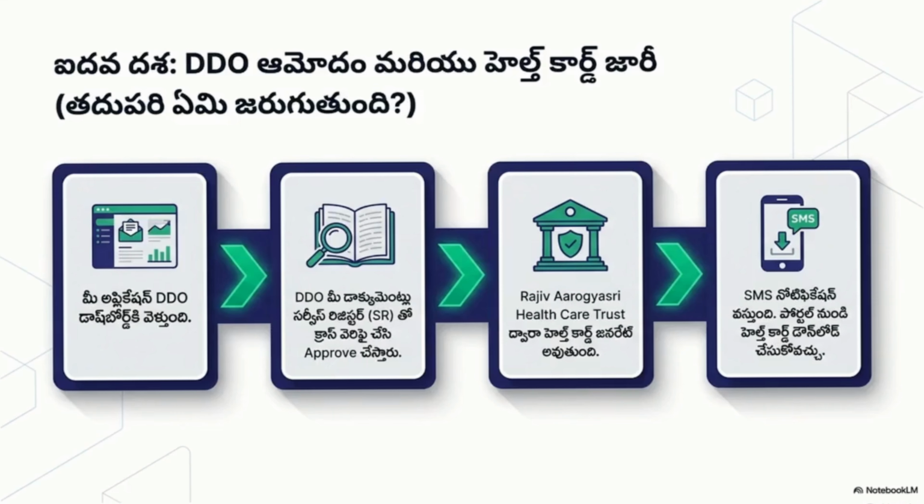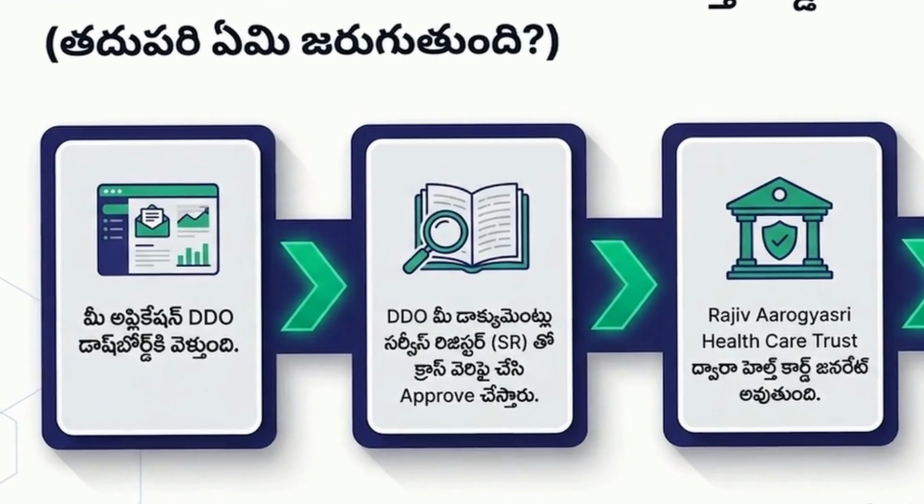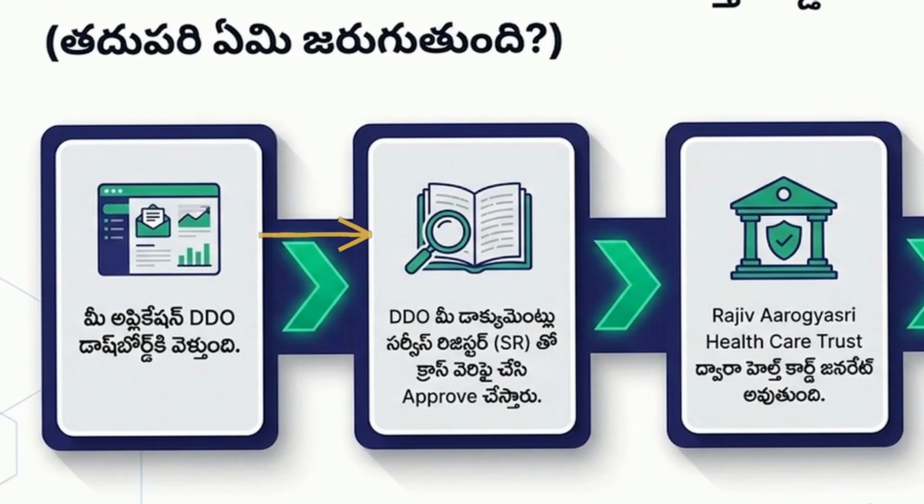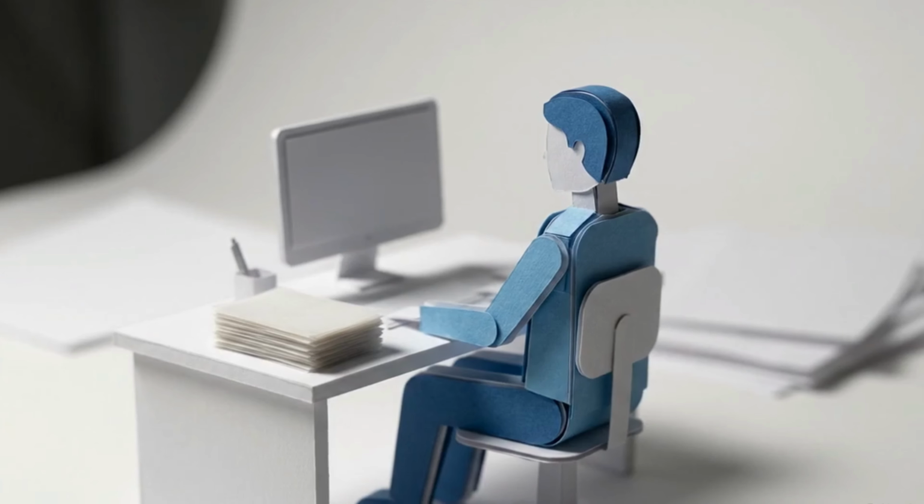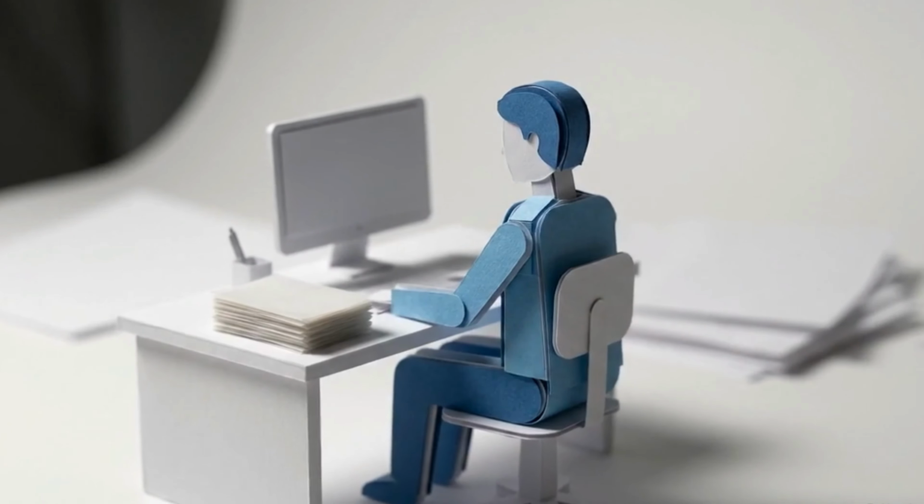Once submitted, your application enters this exact bureaucratic path. It routes directly to the DDO dashboard, eventually leading to a final SMS notification. The critical bottleneck is the second step. Officers manually cross-verify your uploaded documents against your service register. You do not have to sit passively and wait for this internal queue to catch up to your name.